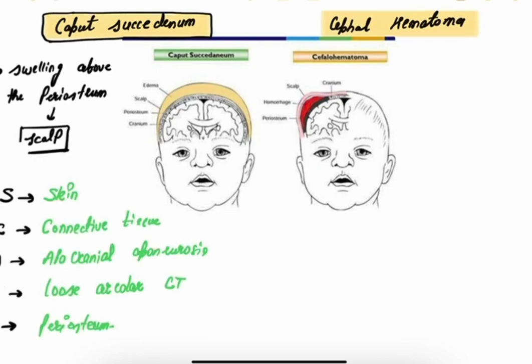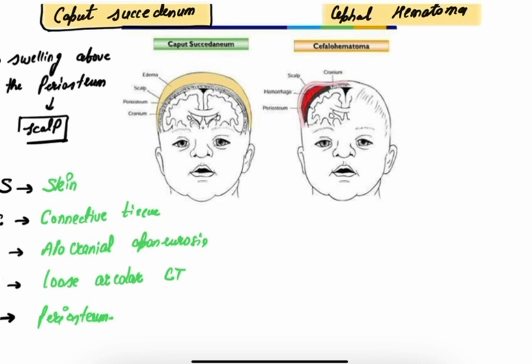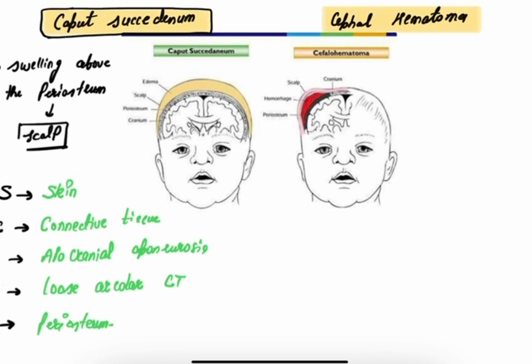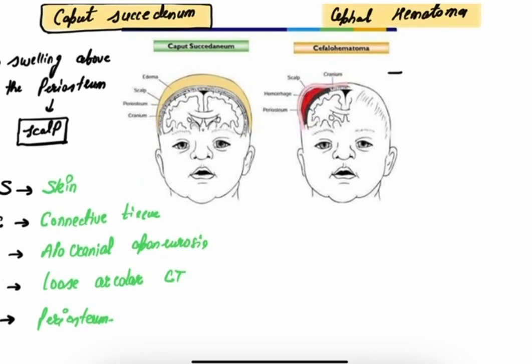So, what are the various layers of scalp? Here S stands for skin, C stands for connective tissue, A is apocranial aponeurosis, L is loose areolar connective tissue, and P is periosteum. So these are the various layers of scalp, and in case of caput succedaneum, swelling is seen above the level of periosteum. But in cephalhematoma, swelling is localized below the periosteum.